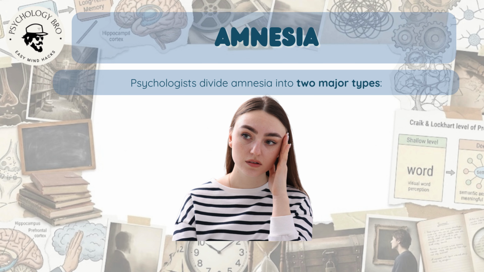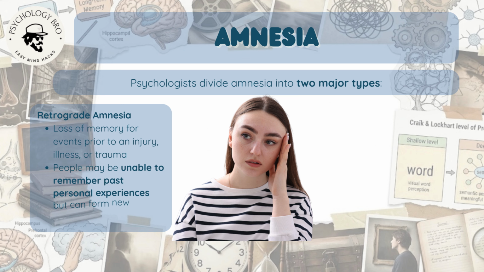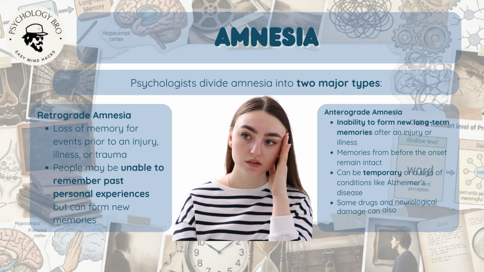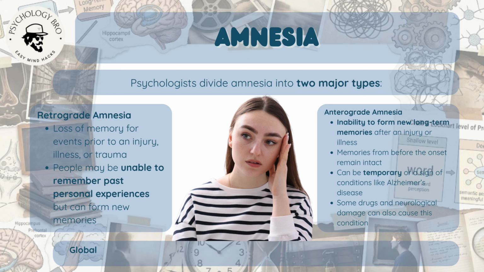Psychologists divide amnesia into two major types. Retrograde amnesia. This is the loss of memory for events prior to an injury or illness. People might forget past personal experiences, but they can still form new memories. Anterograde amnesia. This is the inability to form new long-term memories after an injury or illness. Memories from before the onset remain intact. Some drugs or neurological damage, like Alzheimer's disease, can cause this. And if someone experiences both retrograde and anterograde amnesia, we call that global amnesia.